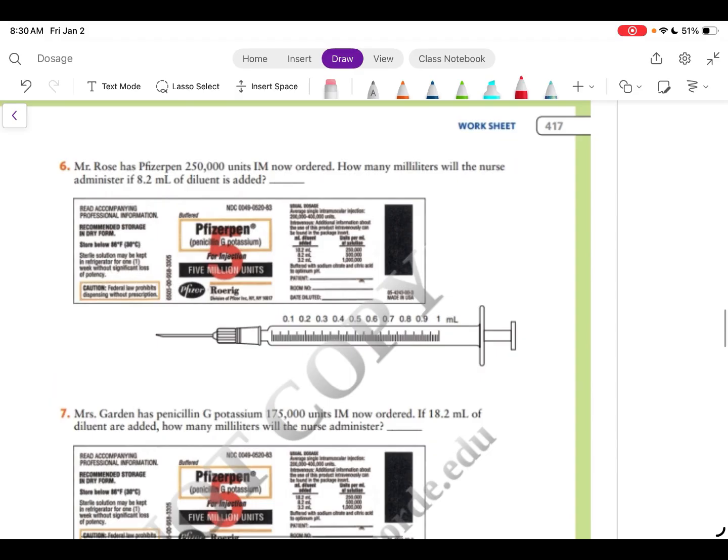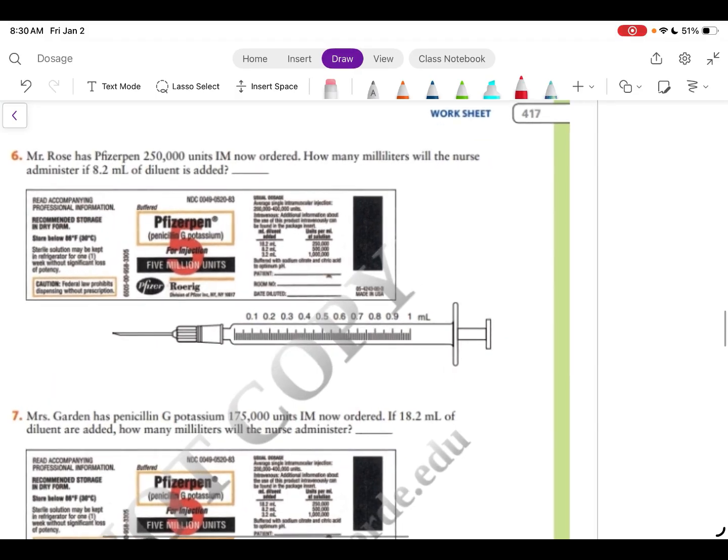All right, let's go ahead and move on. Number 6. Mr. Rose has Pfizer pen 250,000 units ordered. How many milliliters will the nurse administer if 8.2 milliliters of diluent is added? So we have to look at this label, right here. From what I can tell, if we use 8.2 milliliters, our units per milliliter equal 500,000 units. I'm going to go with that.